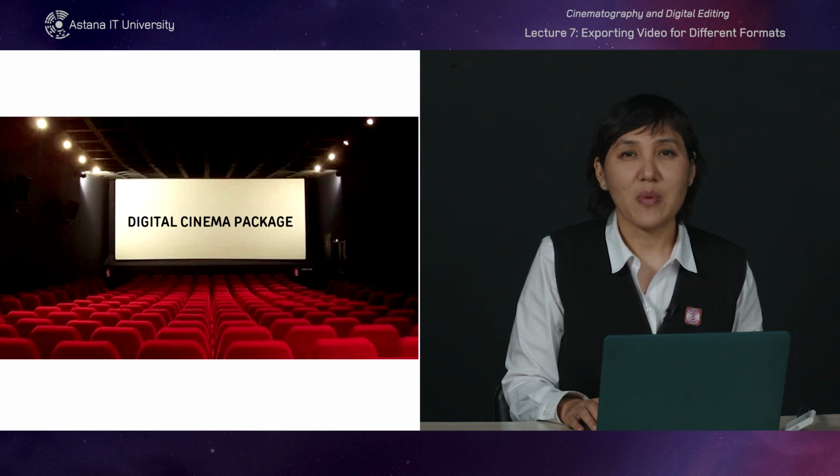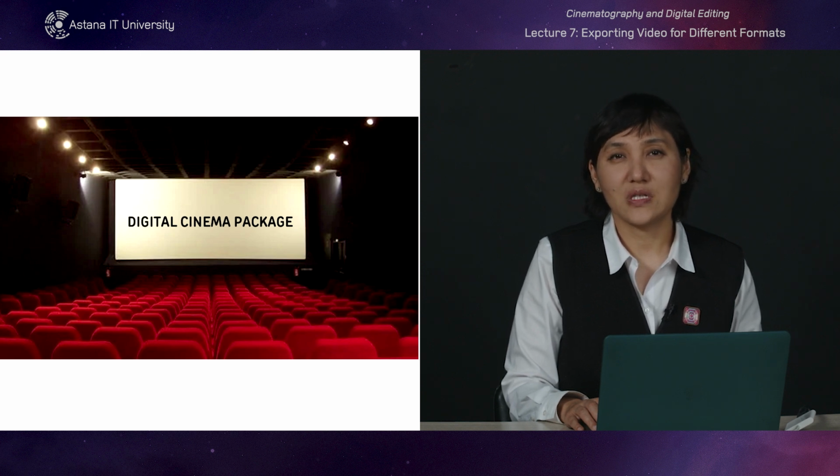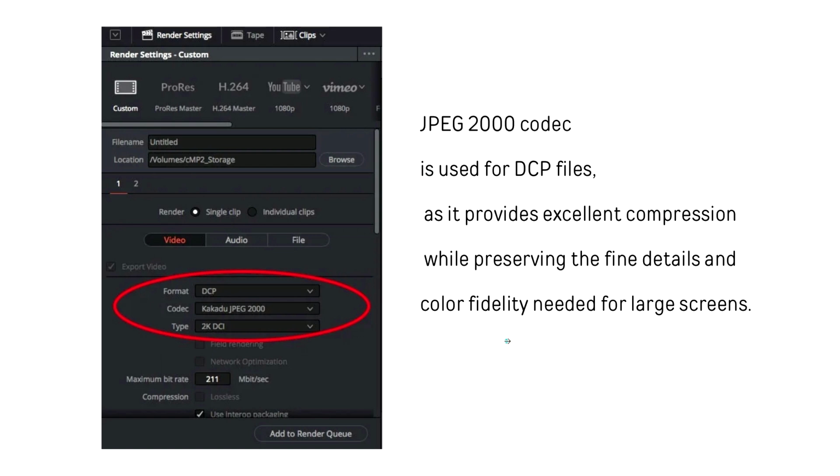DCP, Digital Cinema Package, is the most common format for cinema distribution. DCP is a collection of digital files that include the video, audio, subtitles, and metadata, ensuring that the final presentation meets the high-quality standards of cinema projection. The JPEG 2000 codec is used for DCP files, as it provides excellent compression while preserving the fine details and color fidelity needed for large screens.